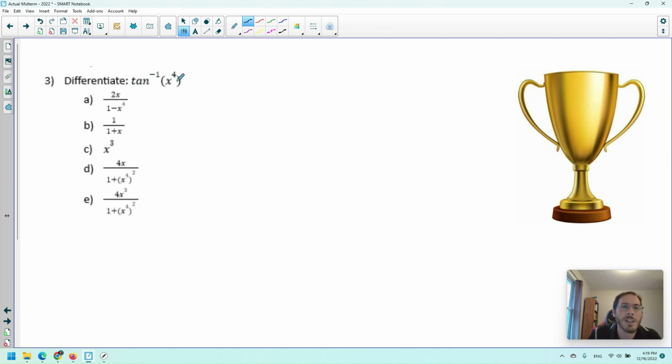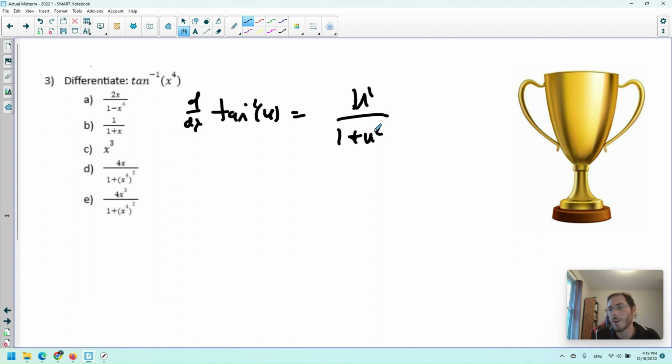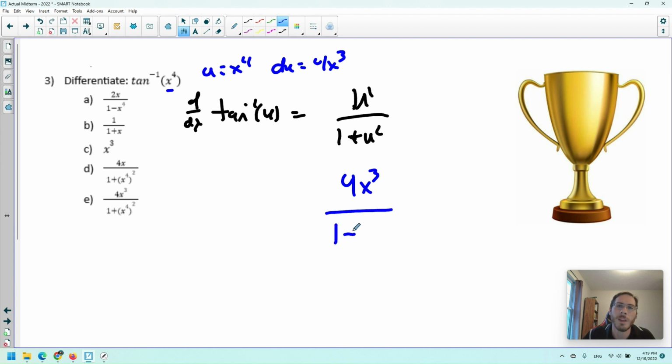In this case, we got to find the derivative of inverse tangent of x to the 4th. So we know that d dx of inverse tangent of u is going to be u prime over 1 plus u squared. So again, that was one that we had to memorize. In this case, we want u to be x to the 4th, which means that du, or u prime, is going to be 4x to the 3rd. So we want 4x to the 3rd on top and 1 plus x to the 4th squared on the bottom, and that gives us choice E.